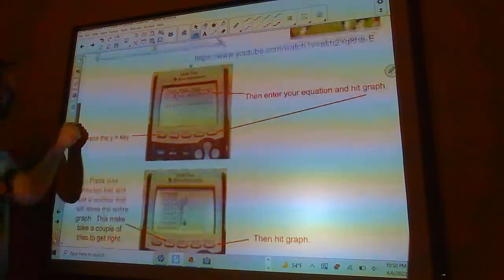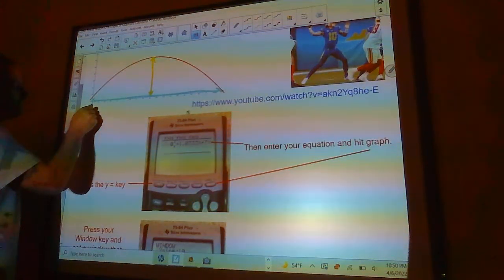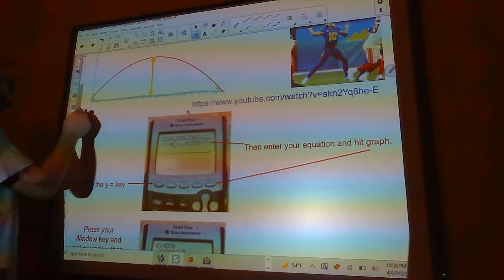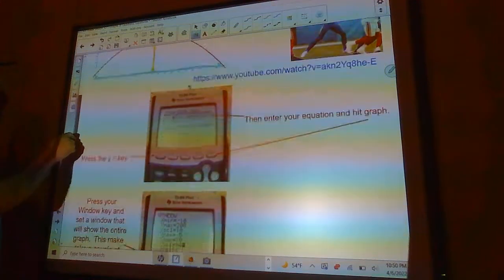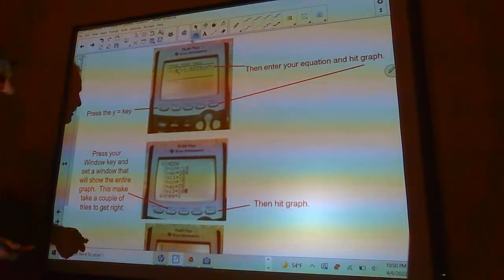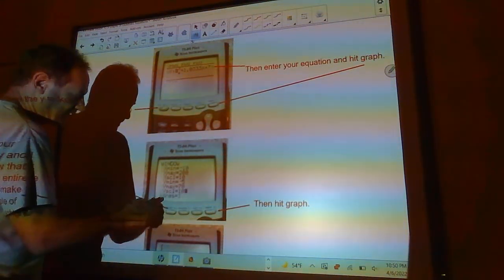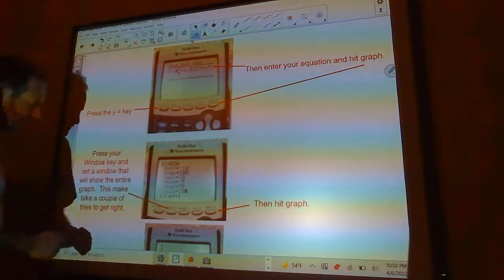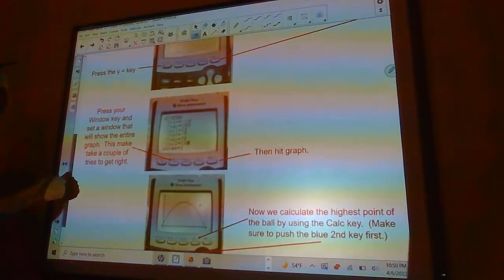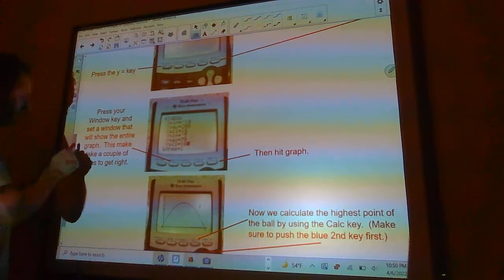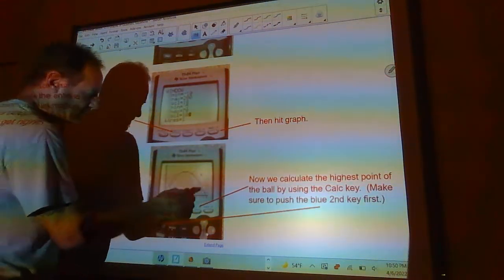Now, my y min, I went down to like negative 5, and then I went up to about 70 feet. I just kind of guesstimated how high a ball would go. Again, I'm counting by tens. Leave your x resolution at 1, okay? So I adjusted my window, and I hit graph again, and boom, there's my graph. It showed up right there.